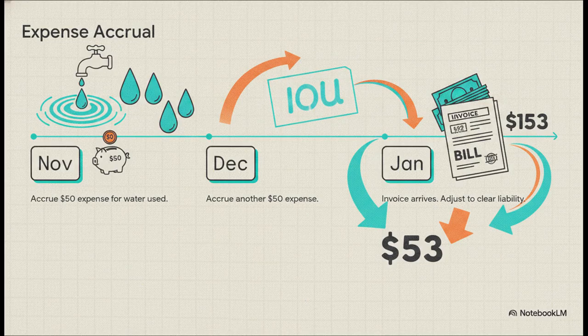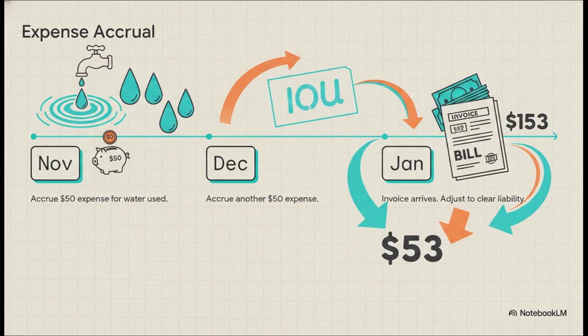You do the exact same estimation routine in December. Add another $50. So now, entering January, your books accurately show $100 in past expenses. Finally, January rolls around, and the actual quarterly invoice drops in the mail. And let's say it's for $153. Your accounting software might just try to automatically log that entire $153 expense all into January.